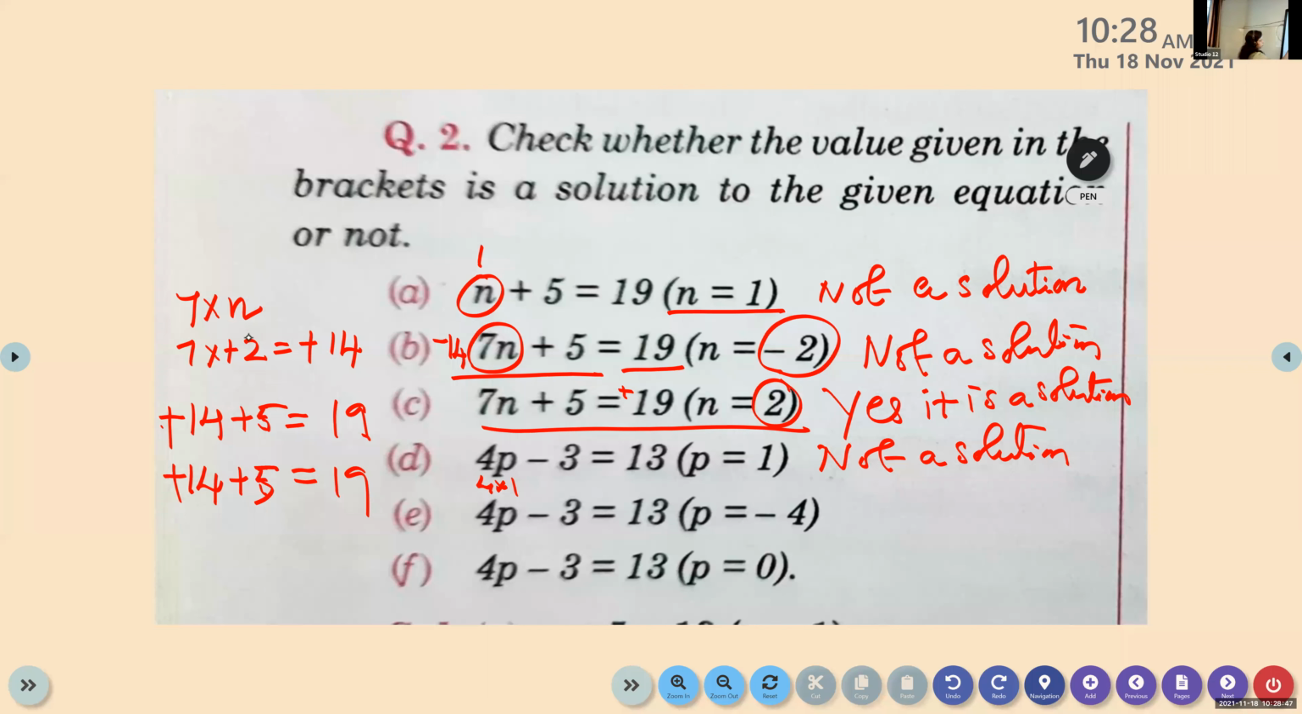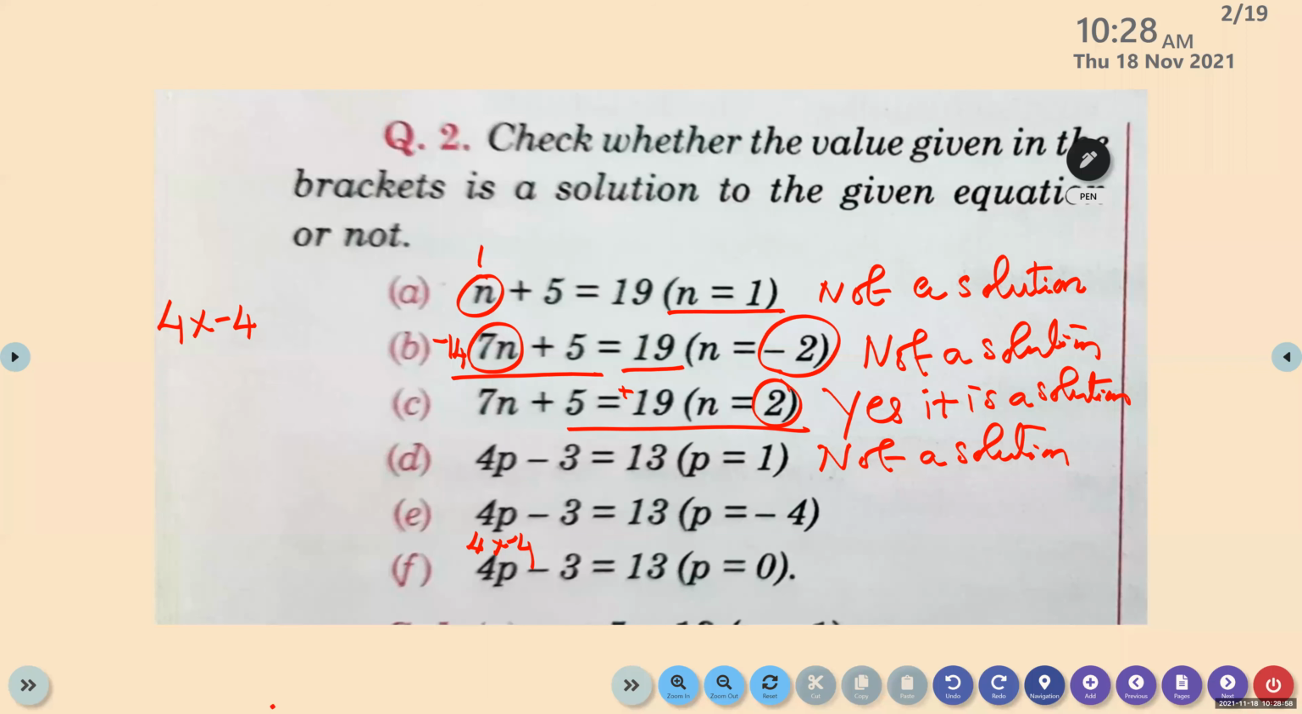4 into negative 4 minus 3. What is the answer? 4 into negative 4 is? Ma'am, it's negative 16. Negative 16 minus 3. So what will you get? Change the sign, no, it is subtraction. So change the sign and add. What will you get? Negative 19. So the answer is wrong, isn't it? So it is not a solution. Okay. So be careful about the signs.